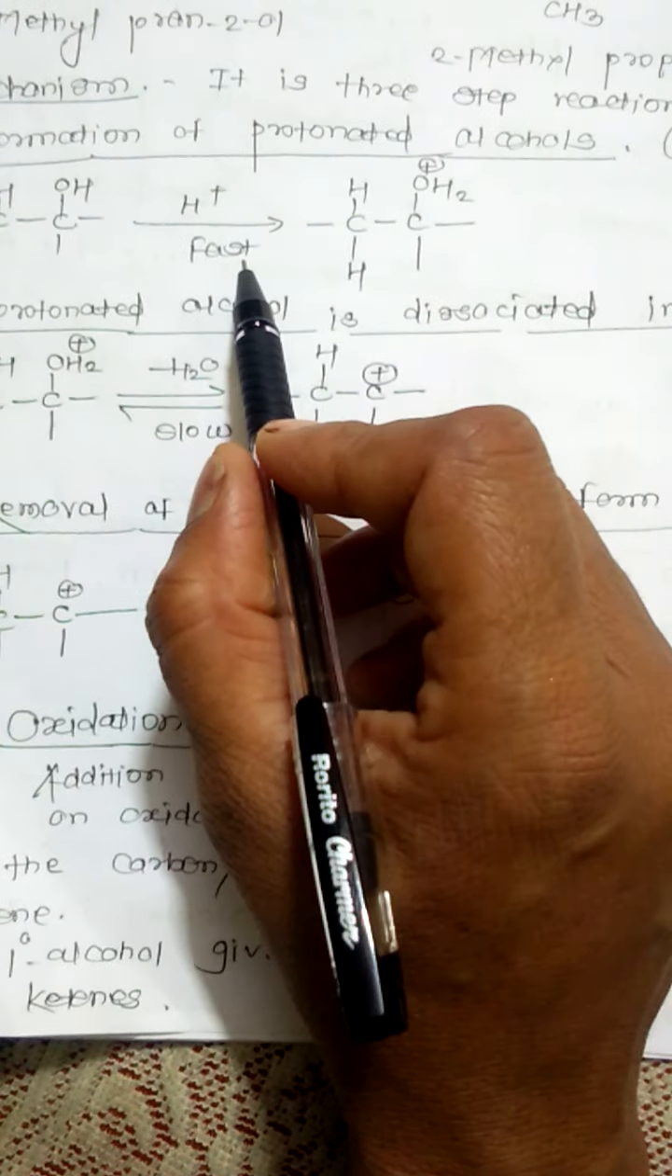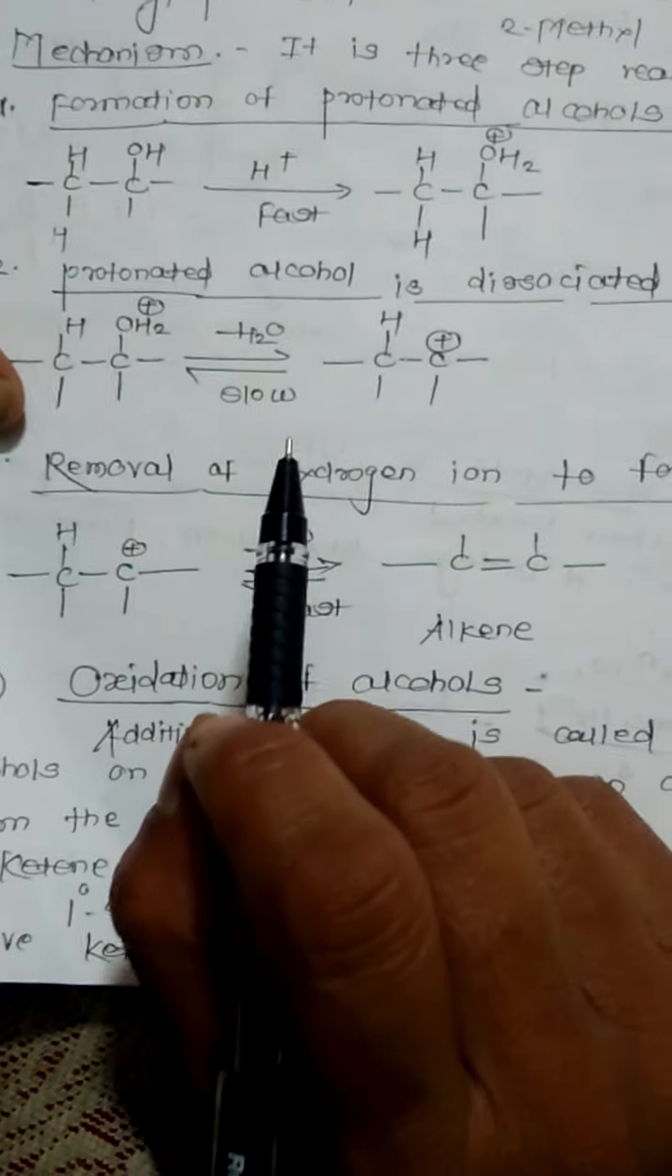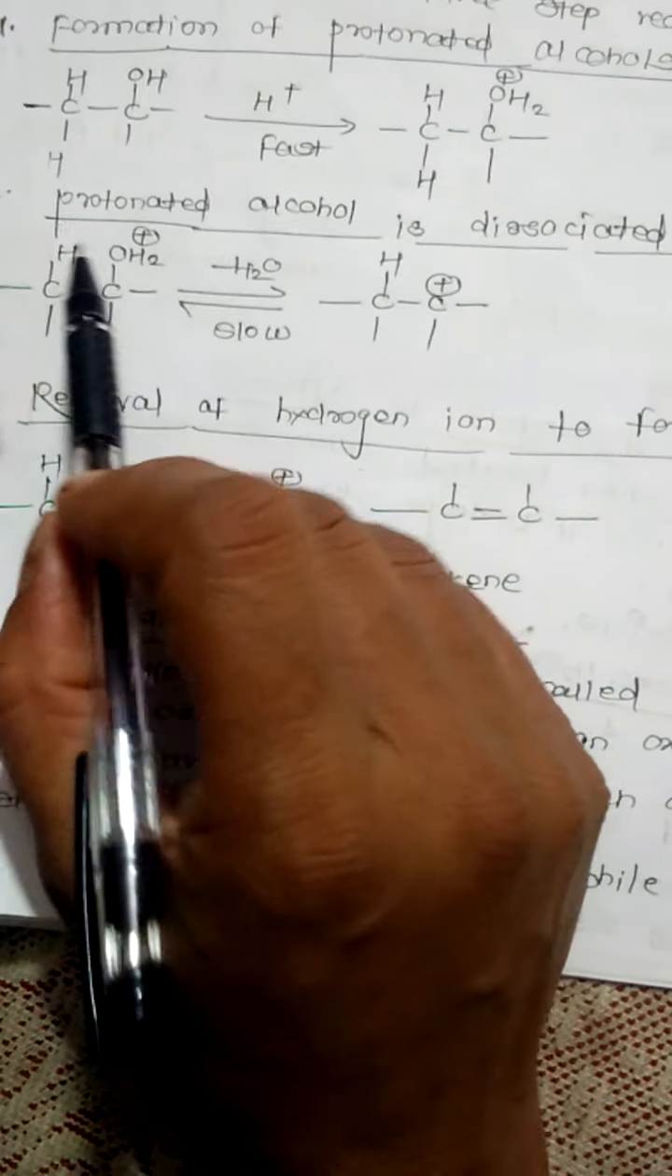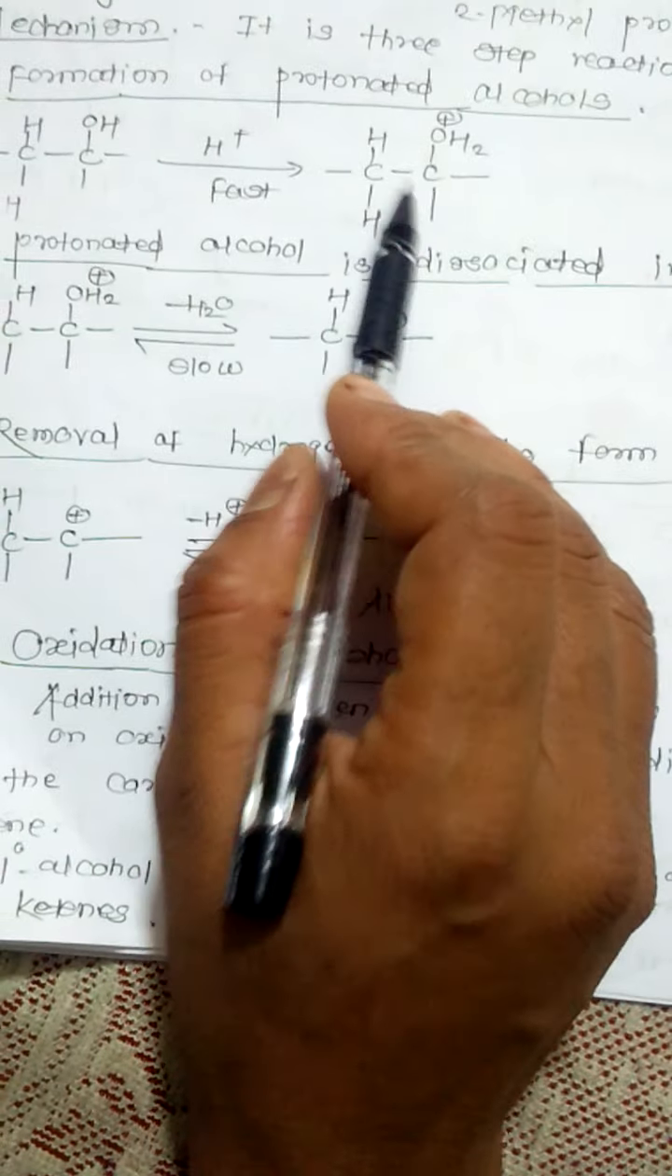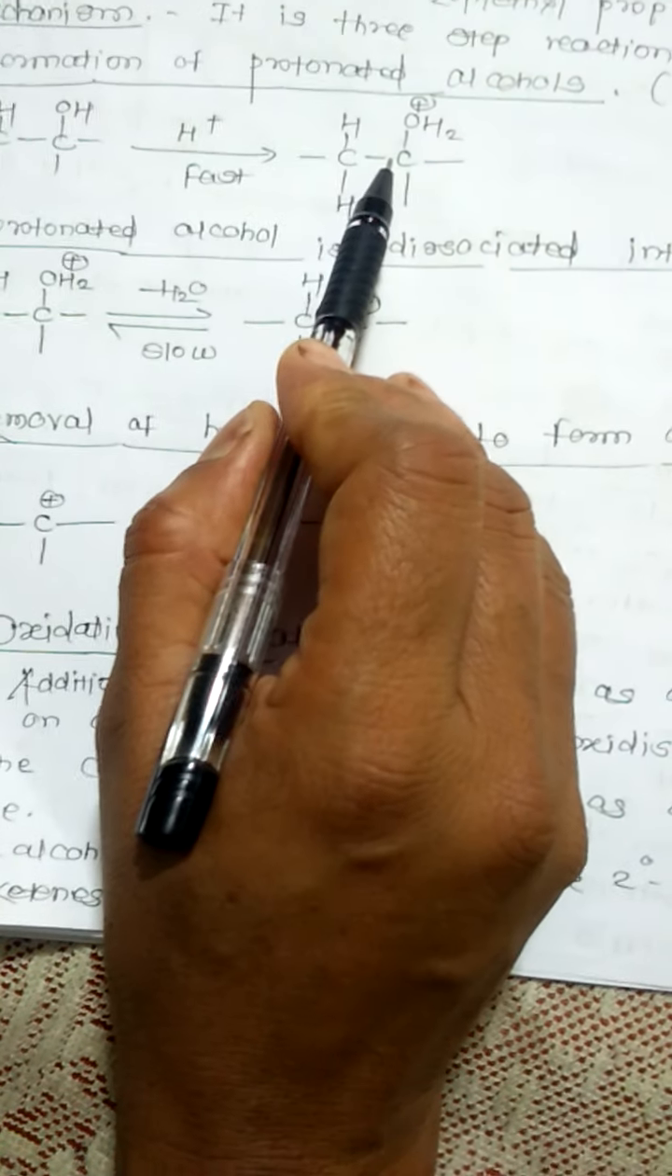This results in the formation of OH2. This reaction is very fast. Next, in the second step, this protonated, why is it known as protonated? A proton is added, so this is protonated alcohol.